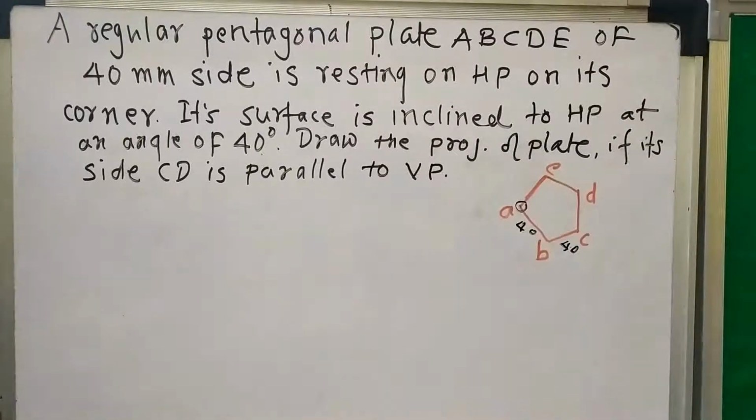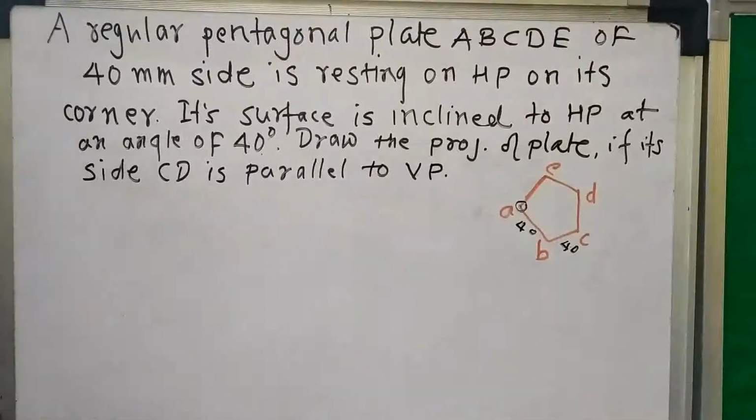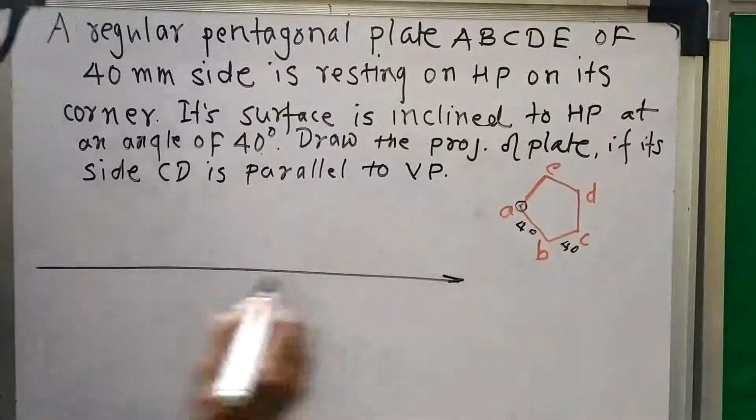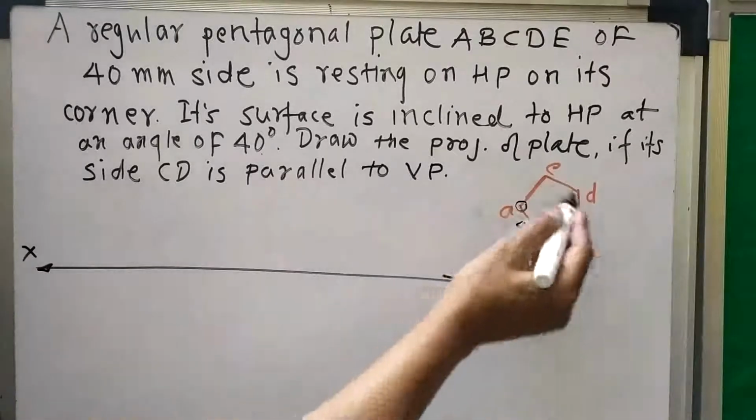So as our procedure, what we will do, surface is inclined to HP, so lie down the surface in the HP. So in the HP you will get the true shape, and it is resting on the corner, so separate corner should be there. So I will draw XY line, and on XY line I have to draw this pentagon.